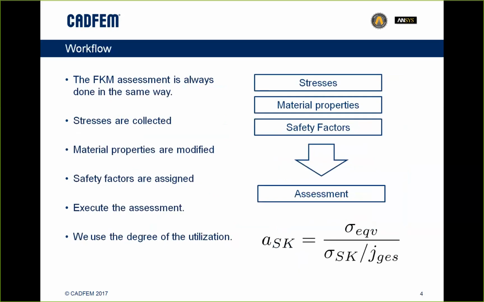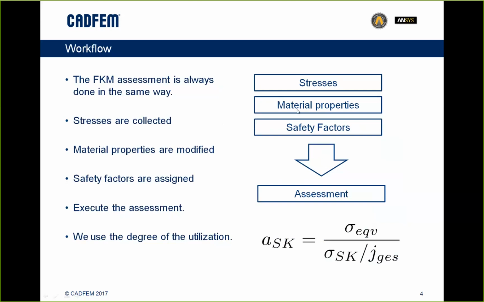What is the general concept? The general concept from the guideline is that we provide the stresses. We get the stresses from an FEA calculation. Usually that's what we do because we use ANSYS. We could also have the stresses by a hand calculation when we work with nominal stresses. And on the other hand, we have our material properties.